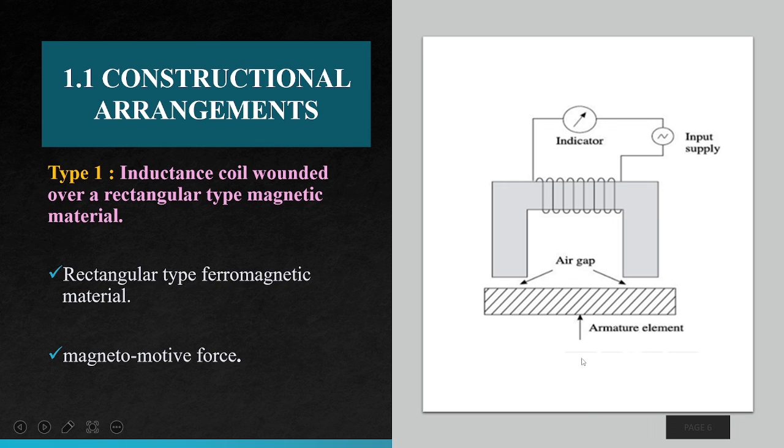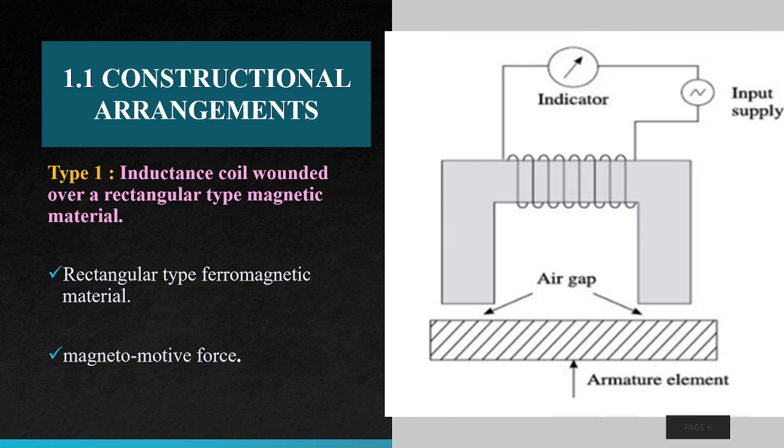As I've told you, we will give a pressure sensing element to this armature. At once when I give a pressure, this starts moving and it produces an air gap. That air gap will induce the change in the coil, which is recorded as the output. So this is the constructional arrangement for type 1.